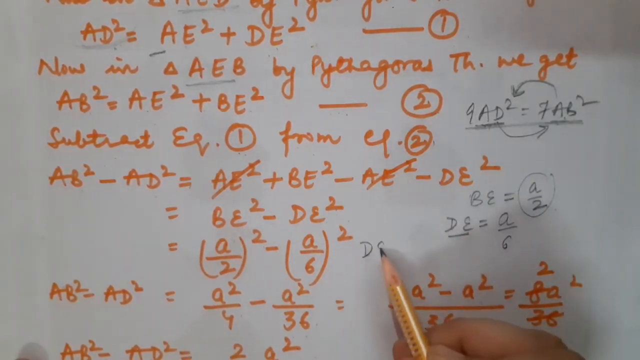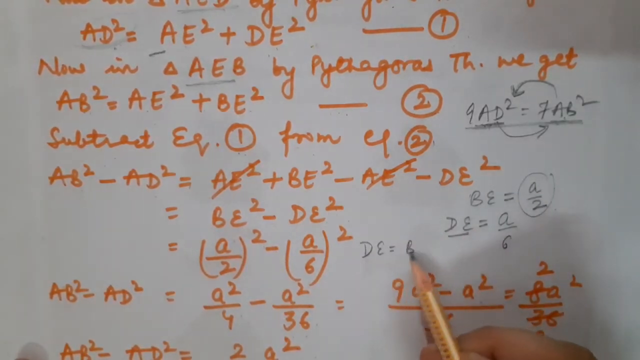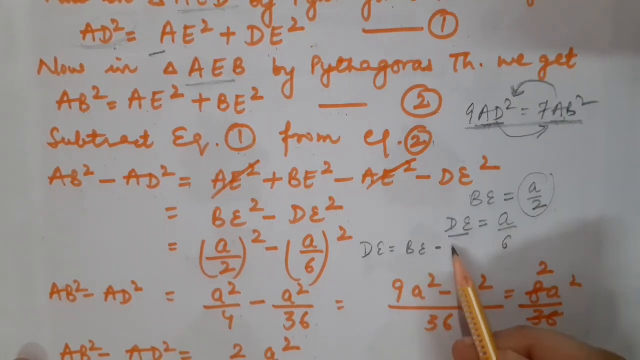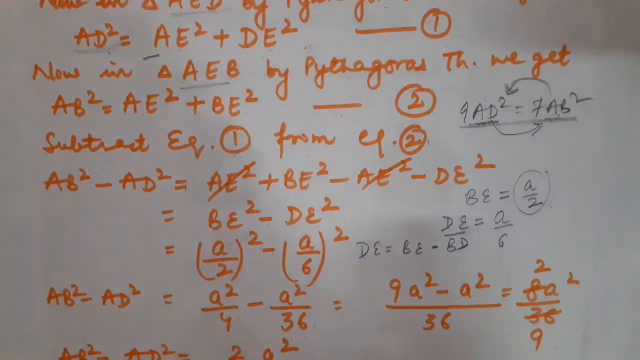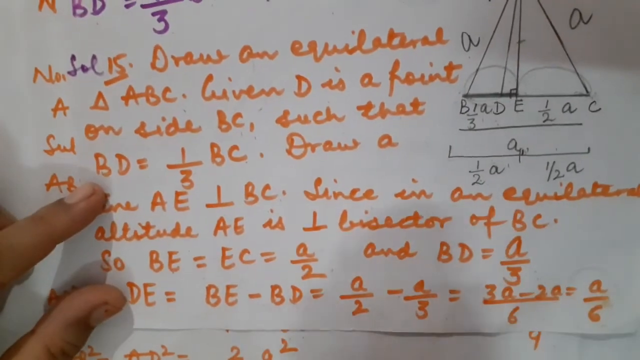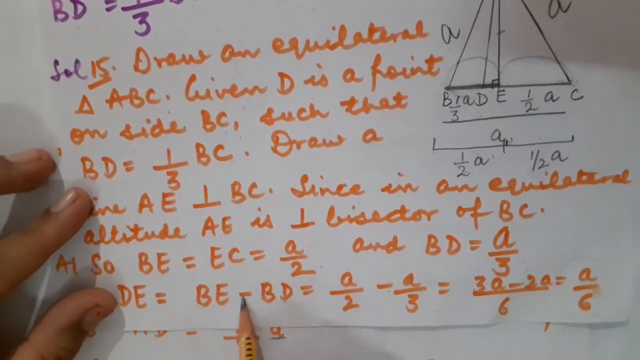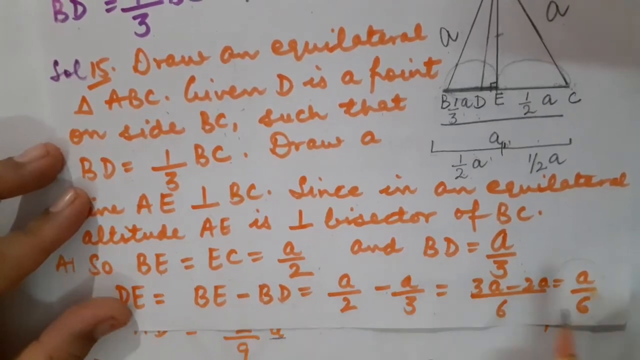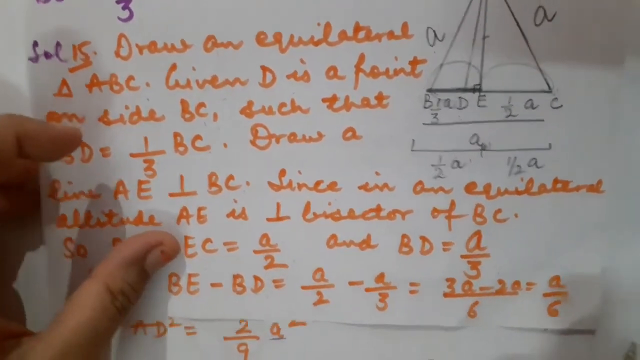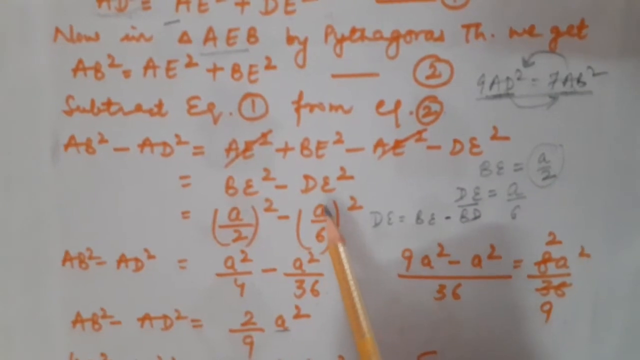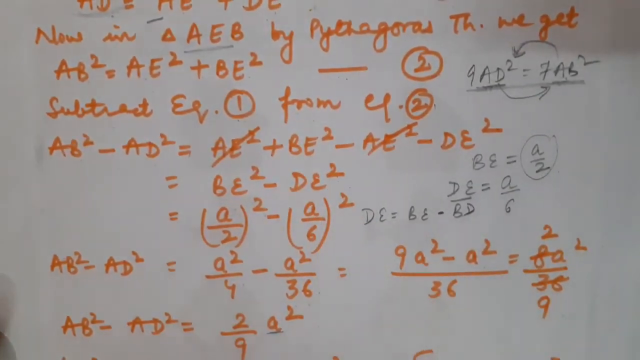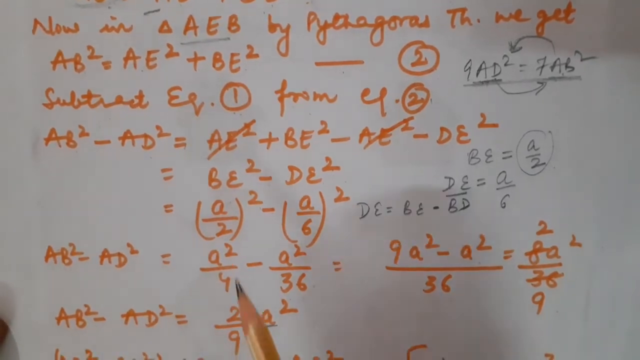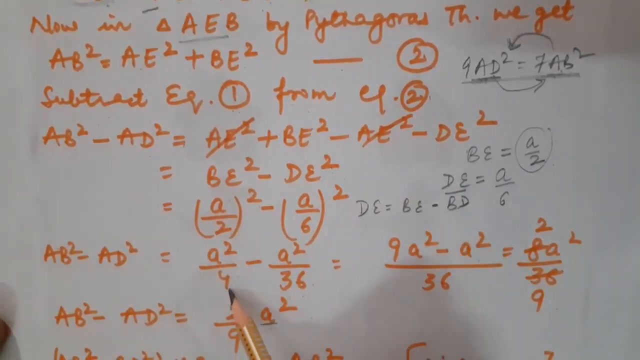How did we calculate DE? DE is equal to BE minus BD. Correct? Let me show you. This is DE is equal to BE minus BD. That was equal to A by 6. So let us insert the value of DE also, that is A by 6 whole square. Now I am going to open the brackets. It would become A square upon 4 minus A square upon 36.